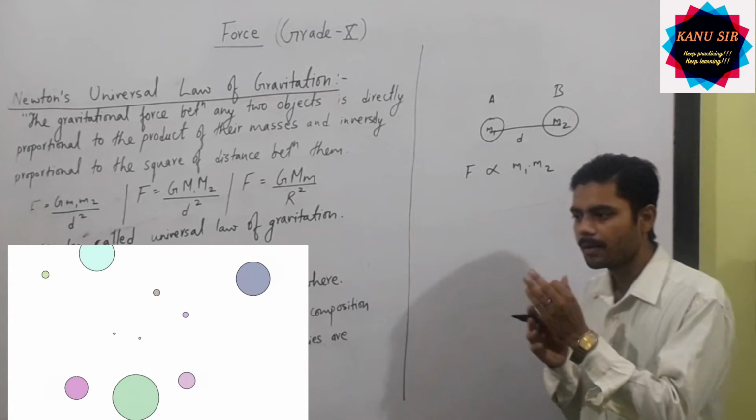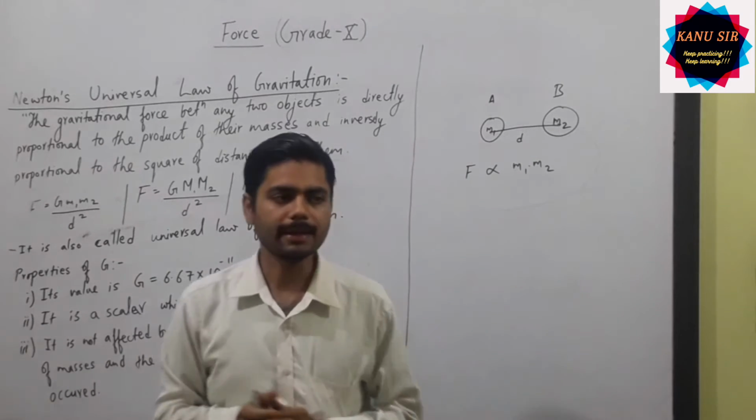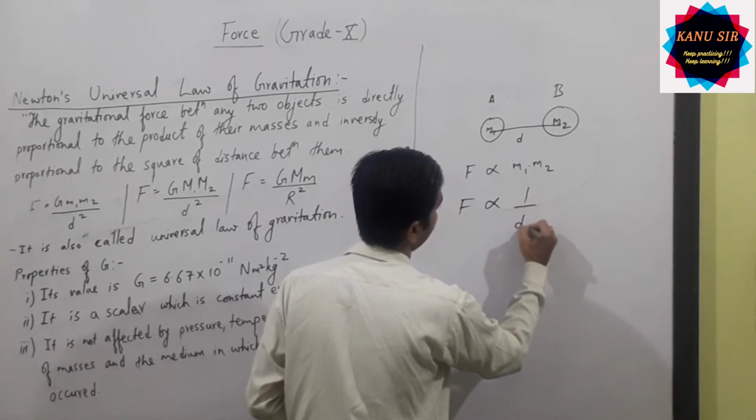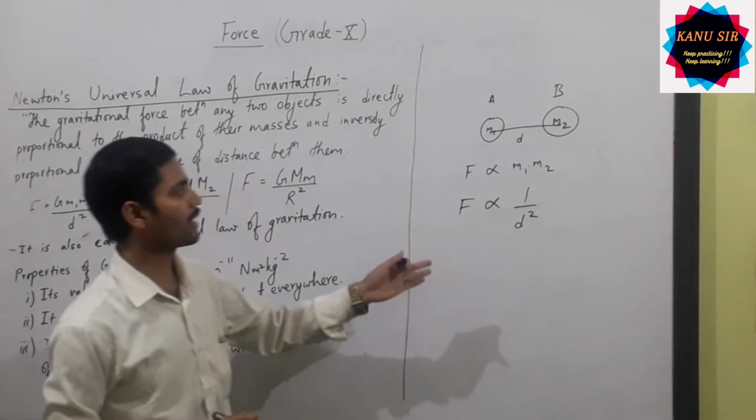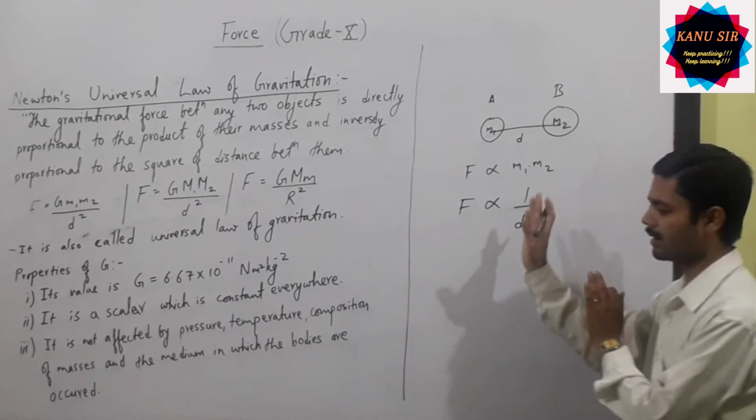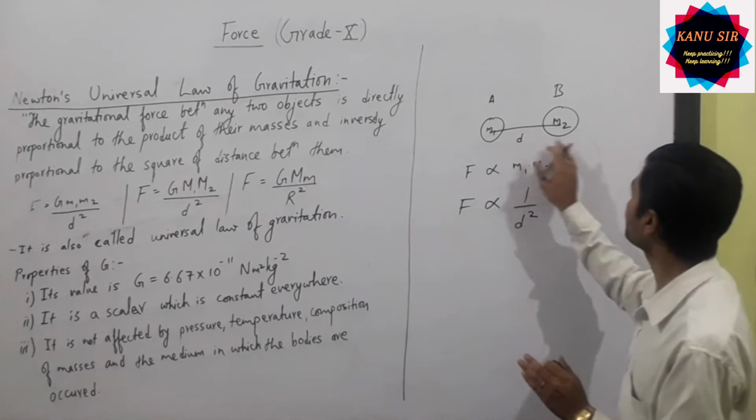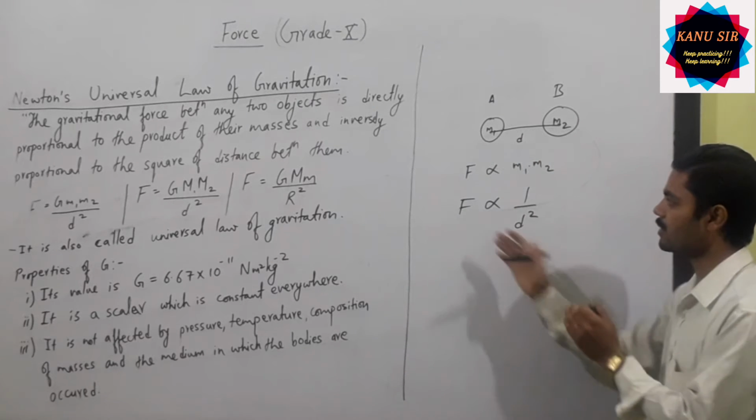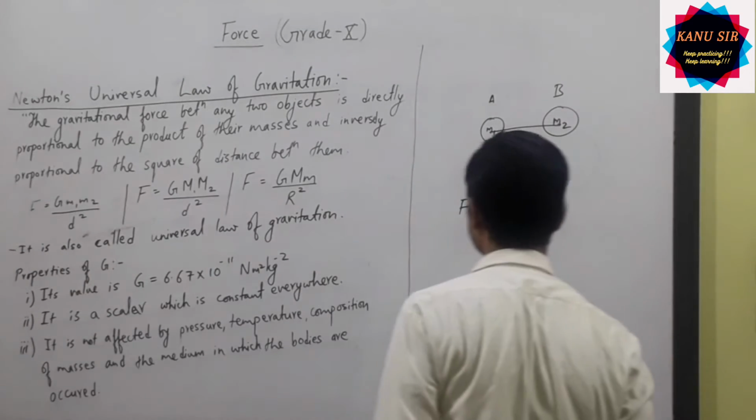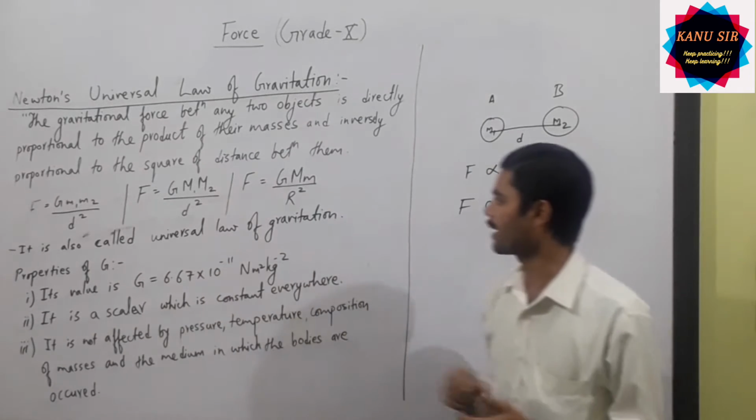It means if the product of masses increases, then the gravitational force will also increase, and it is inversely proportional to the square of the distance between their centers. It concludes that if the distance between the objects increases, the gravitational force decreases, and if the distance decreases, the gravitational force increases. That is why it is also called the universal law of gravitation.